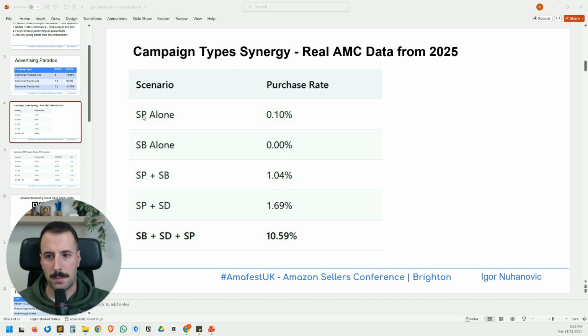So you can see here, sponsored products alone were having 0.10% purchase rate, and then when combined with sponsored brands, that went up to 1.04. That's almost 10x, not almost, but 10x and more. Then combined sponsored products and sponsored display, 1.69, and all three campaign types, 10.59. So that's pretty significant, and that's one of the most important reasons why you should use Amazon Marketing Cloud today.